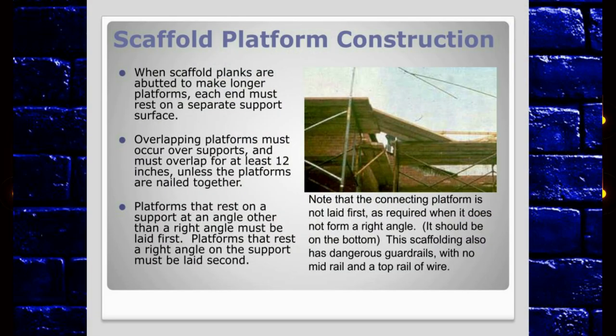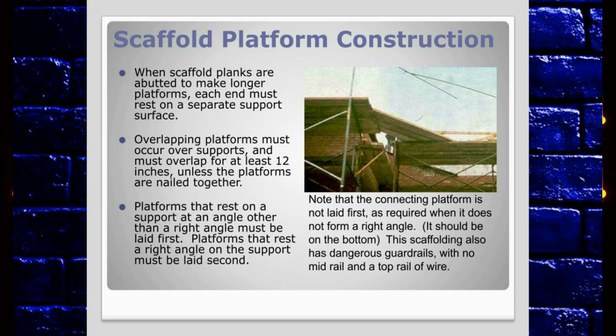More about scaffold platform construction. When scaffold planks are abutted to make longer platforms, each end must rest on a separate support surface. Overlapping platforms must occur over supports and must overlap for at least 12 inches unless the platforms are nailed together.